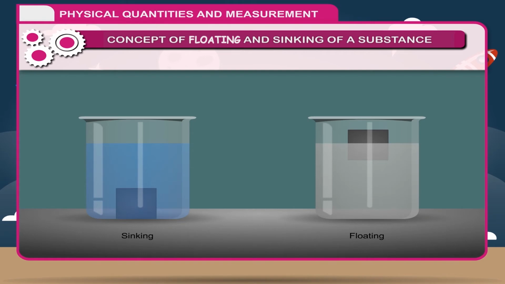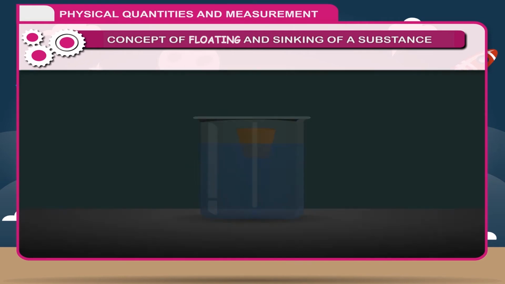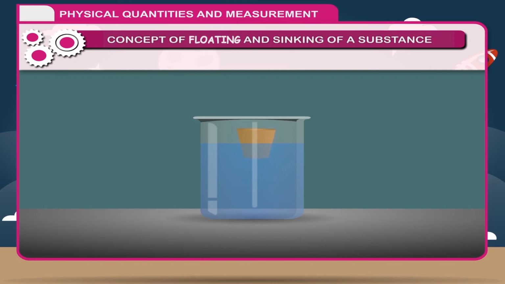Floating and sinking of an object depends upon the densities of the object and the liquid in which it floats. 1. When the density of an object is less than the density of a liquid, it will float on the liquid. Example, cork has less density than water, that is why it floats on it. 2. When the density of an object is more than the density of the liquid, it will sink in it. Example, iron has density 7.8 gram per centimeter cube and water has density 1 gram per centimeter cube. Iron is heavier than water, hence it will sink in it.